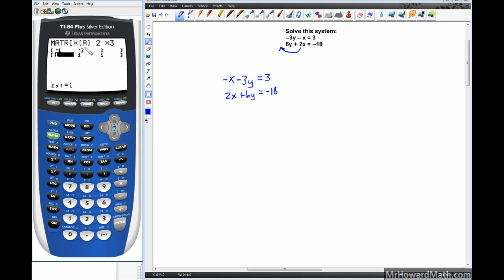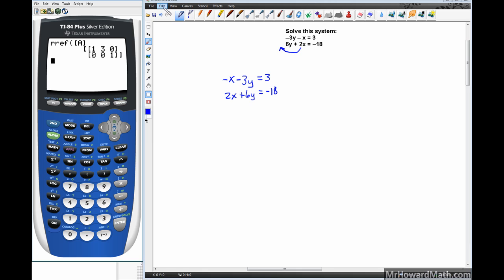Let's check it. -1, -3, 3. Perfect. Next one, we need 2, 6, and -18. Check it. 2, 6, -18. Alright, so our matrix is correct. Now it's second mode to quit and get out. Now we go back into matrix. Everything goes through matrix. Second matrix, over to math. Alpha, apps. Second matrix. Enter. Enter one more time. Okay, there's our printout.